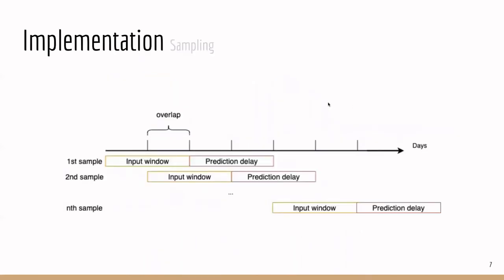To implement the paper and the model that I just showed, we have a system of sampling. Here, for example, one sample is composed of an input window, here 2 days, and a prediction delay, which will determine the label of the window. And we have an overlap, which means that the second sample could start in the middle of the preceding sample. It's not mandatory to start the next sample at the end of the preceding sample.